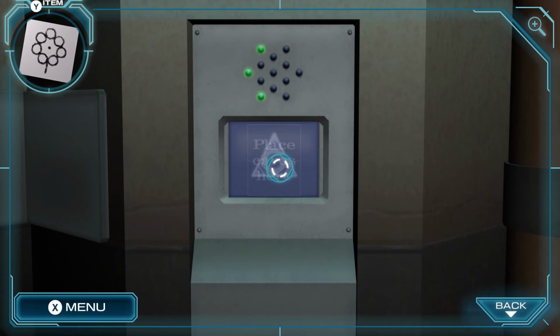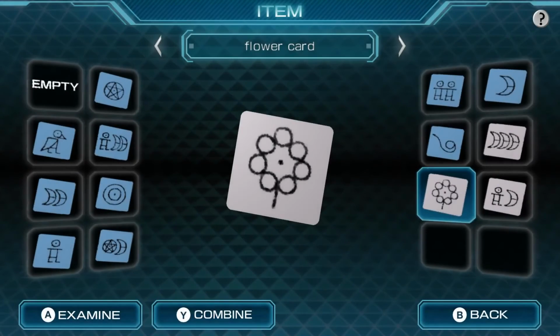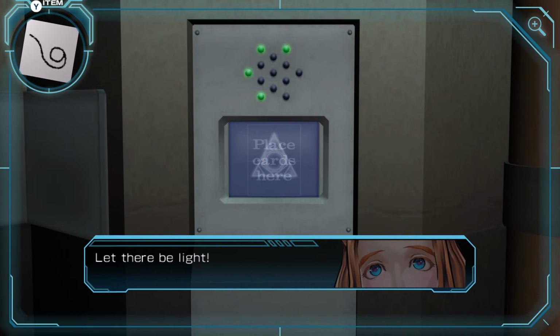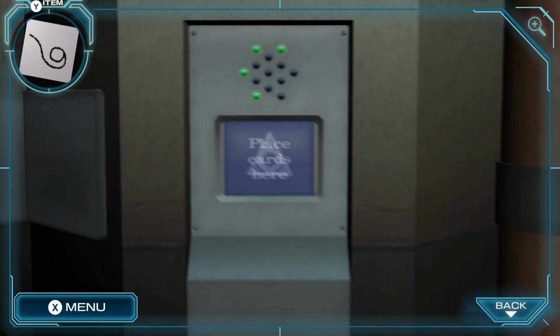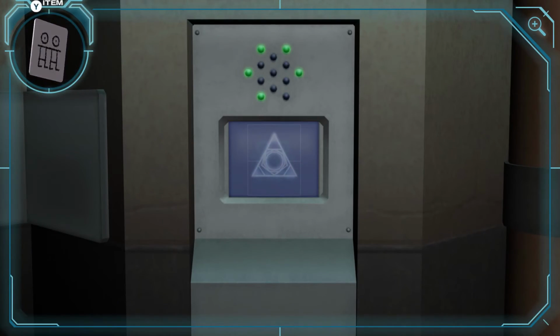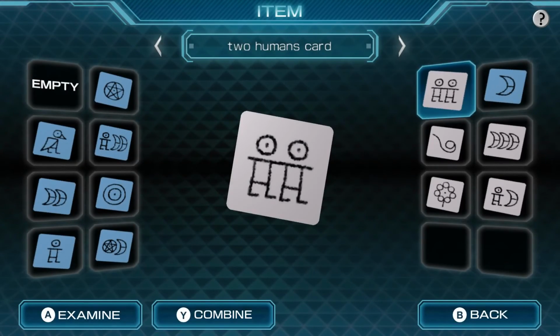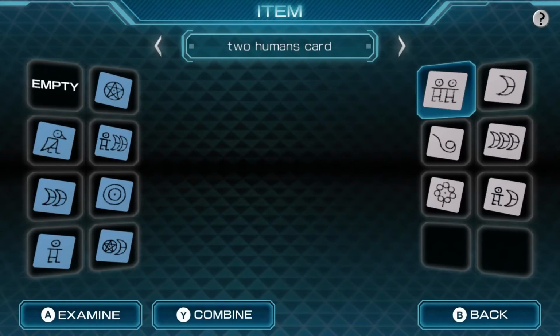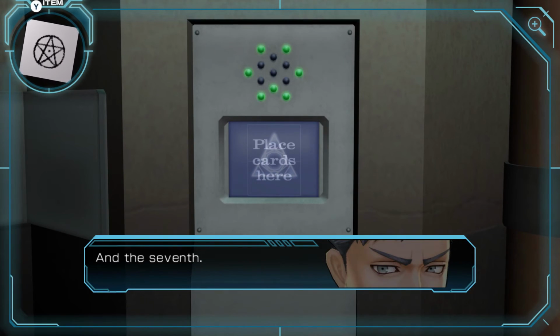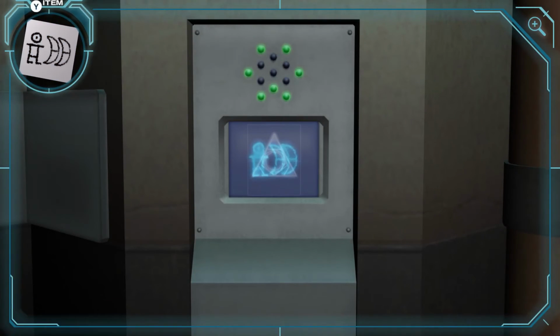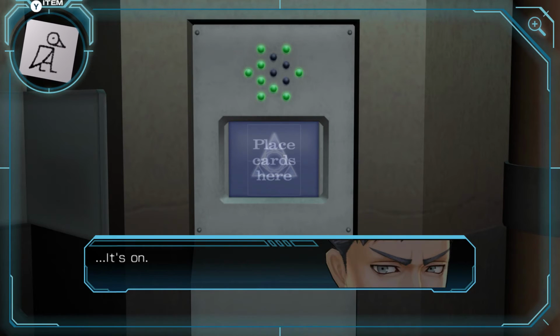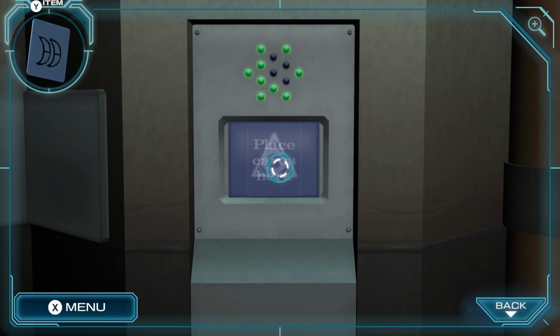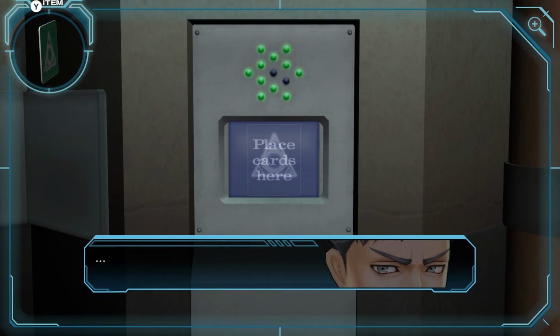Alright, a light turned on. Let there be light. Whoops. Now we have 5 of them lit. This almost is tedious. The 6th one is on now. And the 7th? 8th? It's on. I'm sure this dialogue was very difficult to write. Okay. I say nothing.